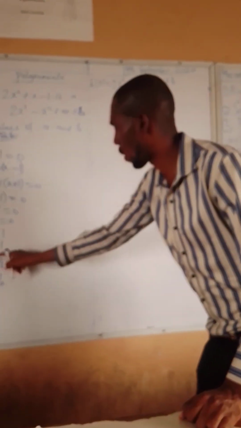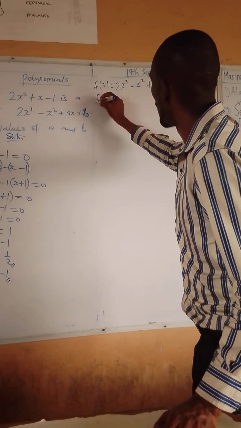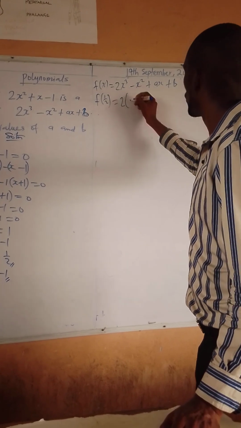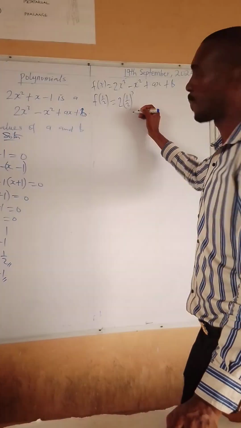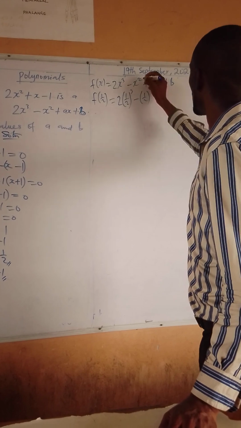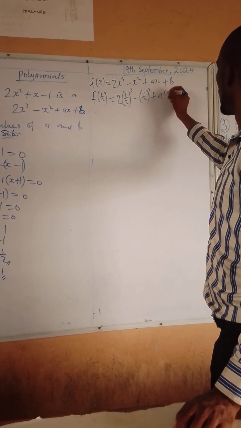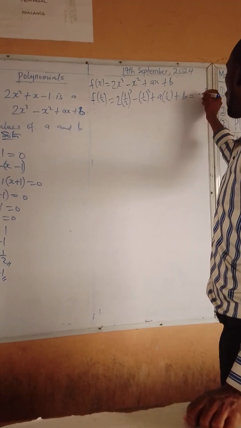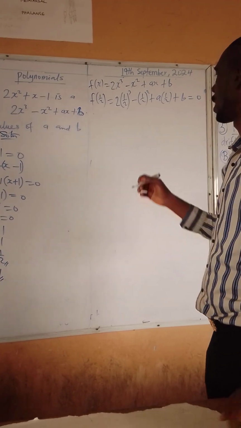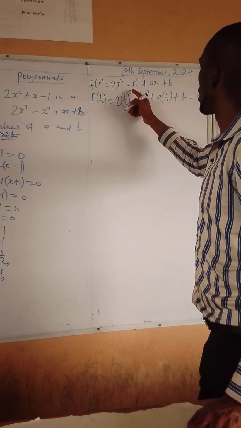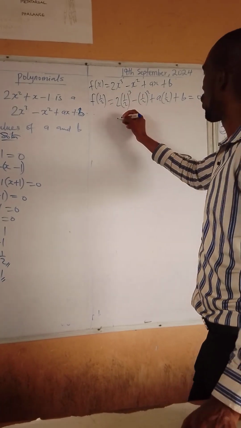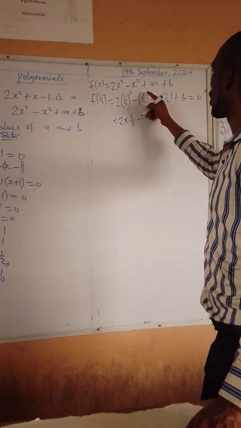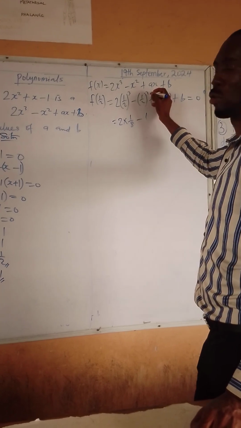So when s is equal to 1 over 2, we put it here. So we have f of 1 over 2. Anywhere you see s, you put 1 over 2. So we have 2 into 1 over 2 raised to power 3, minus 1 over 2 raised to power 2, plus a into 1 over 2, plus b. Remember, it will be equal to 0 since it's a factor of that as well. So raising this, 1 raised to power 3 is 1, 2 raised to power 3 is 8. So we have 2 times 1 over 8. Minus 1 raised to power 2 is 1, 2 raised to power 2 is 4.